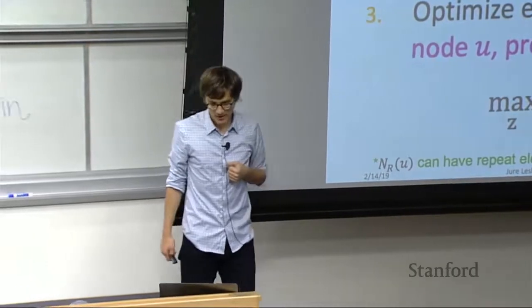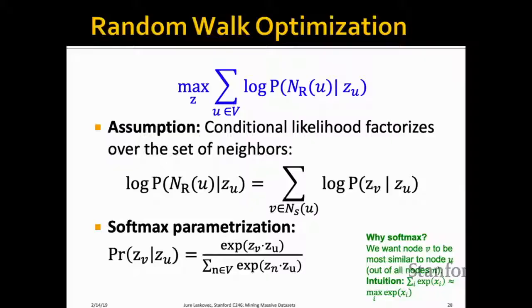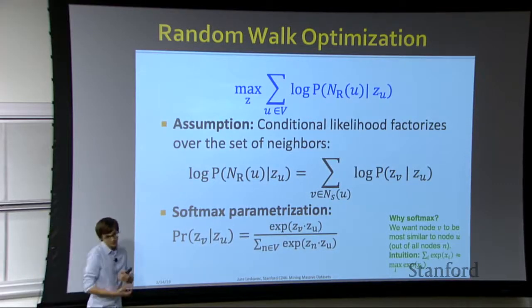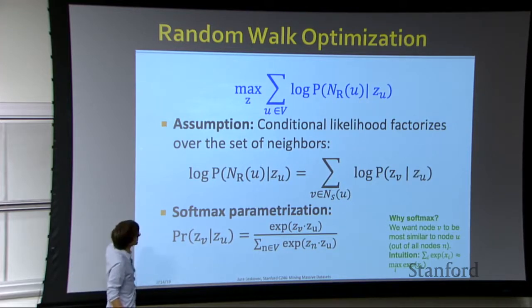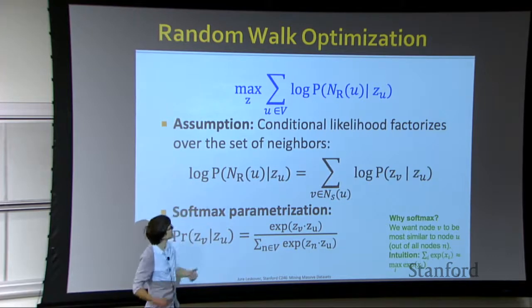So my next step unpacks it. Here is the assumption. I'm really saying what's the probability of a set given the coordinates of the node. And working with a high-dimensional combinatorial object like a multiset is very hard. So what do you do? Usually you have to make some independence assumption. The independence assumption we will make says that the conditional likelihood factorizes over the set of neighbors.